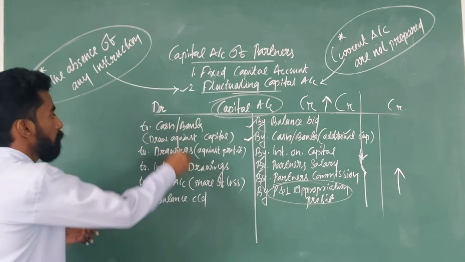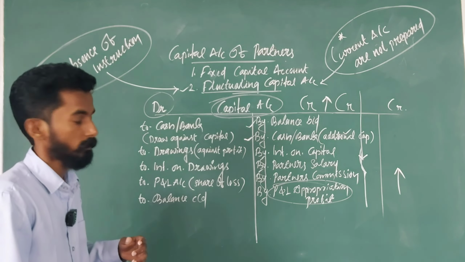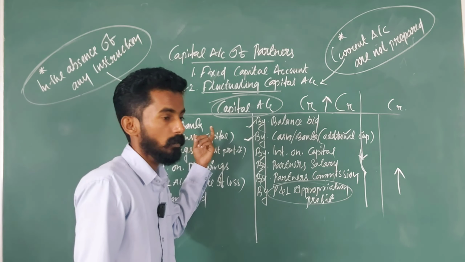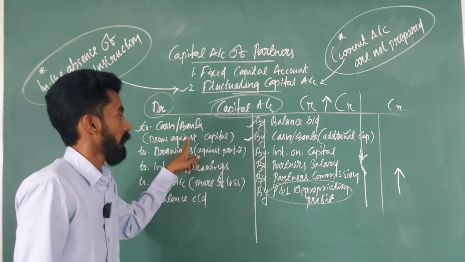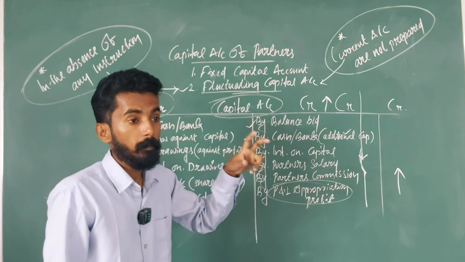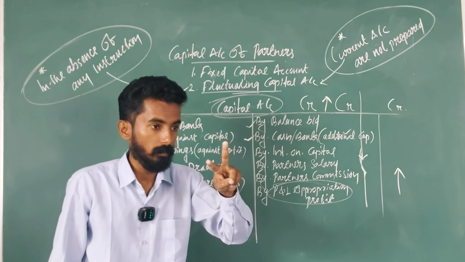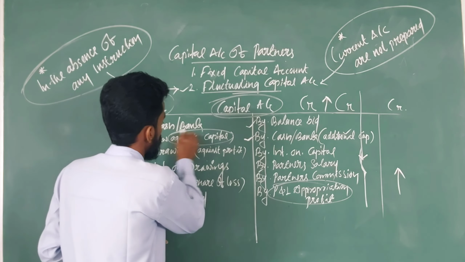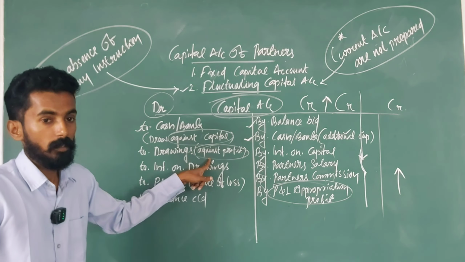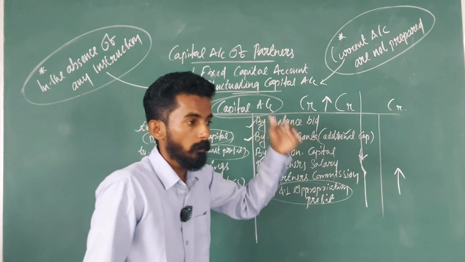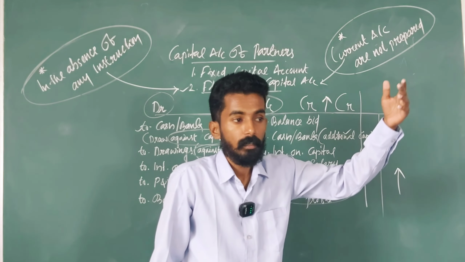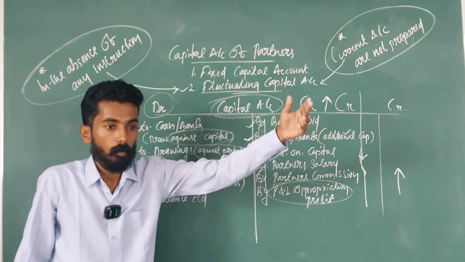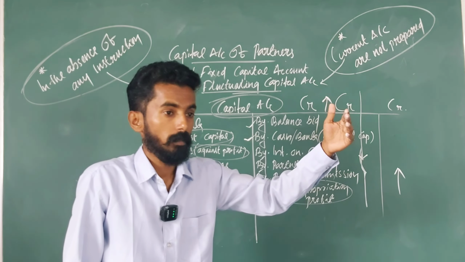Now we can discuss what are the debit side items under capital account. First one is cash or bank. For what purpose? Drawings against capital, meaning permanent withdrawal. There are 2 types of drawings. One is drawings against capital and another one is drawings against profit. Drawings against capital means a partner withdraws permanently from his capital. Suppose he has contributed 1 lakh rupees capital, now he is going to withdraw rupees 20,000 against capital.